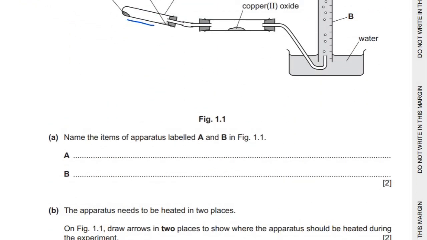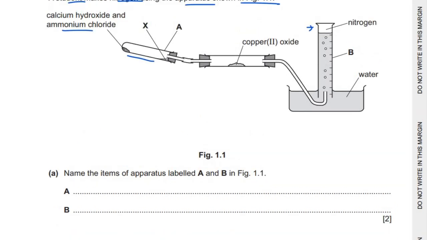Okay, it says name the items of the apparatus labeled A and B. Now if you have a look at the apparatus, here the boiling tube is A. So boiling tube, I'll write boiling tube and not the test tube, because when we want to heat a substance, we use a boiling tube which is similar to test tube, but it is made up of hard glass so that it doesn't crack on heating. So generally for heating we use boiling tube and not the test tube.